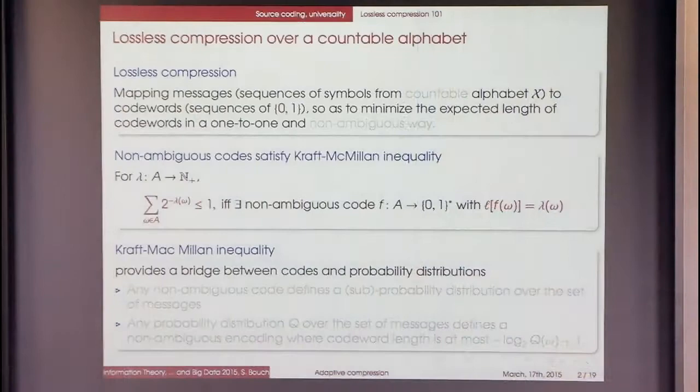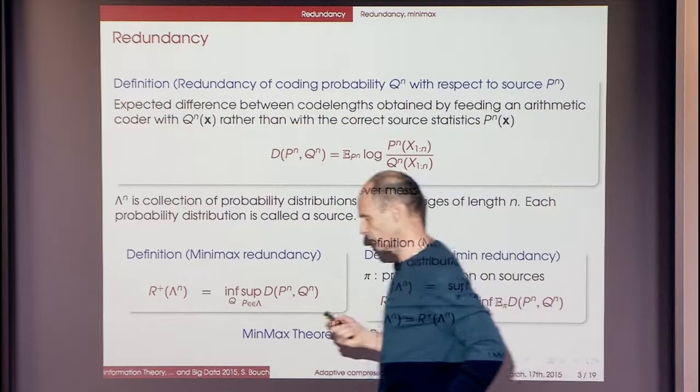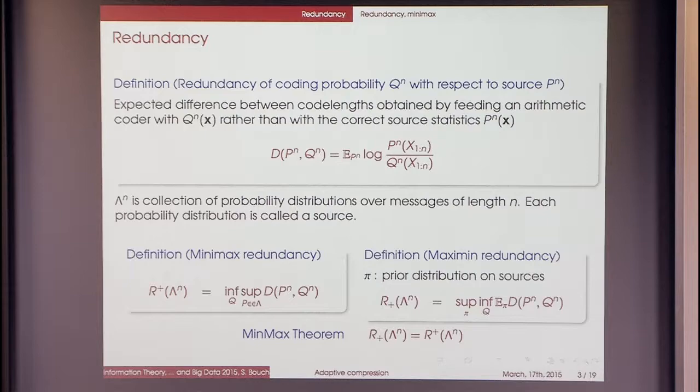That is, any non-ambiguous code defines a possibly defective probability distribution over the set of messages. And conversely, if you have a probability distribution, let's call it Q, over the set of messages, it defines a non-ambiguous encoding where the code word length is the so-called ideal code word length. It almost satisfies the Shannon lower bound. That is, it is the binary logarithm of the probability of the message, up to one. So it can be fed to an arithmetic coder to provide an effective coding. So, equipped with that, we may say, well, if you know the source distribution, then you're in good shape. You have an optimal encoding that can be further realized by a Huffman coding or by feeding an arithmetic coder.